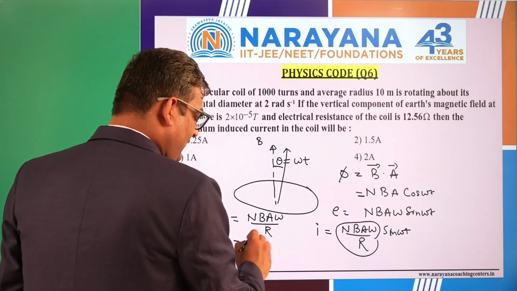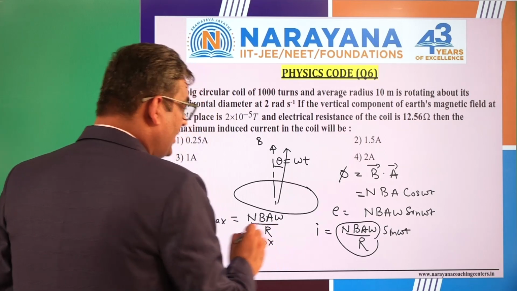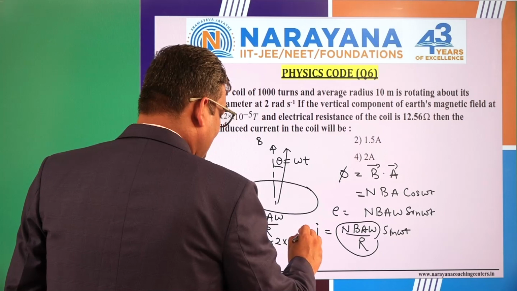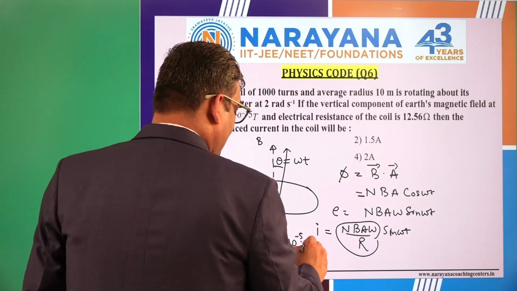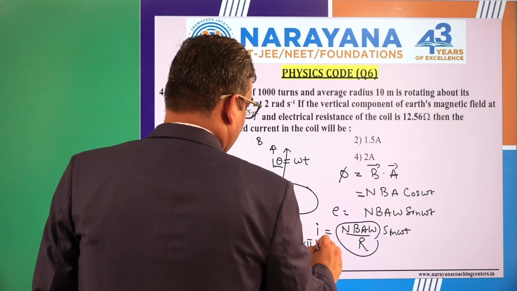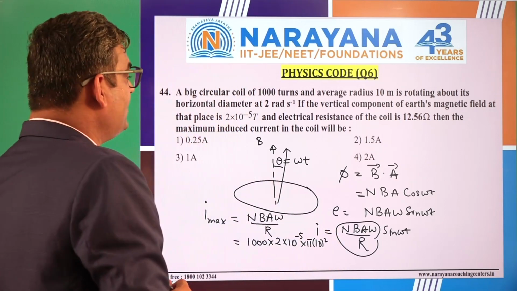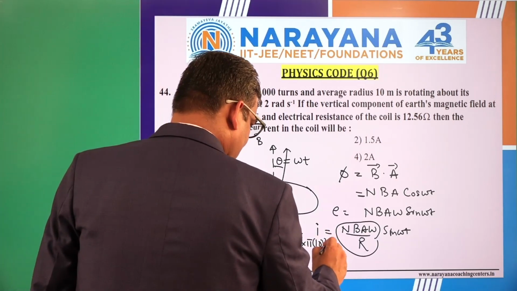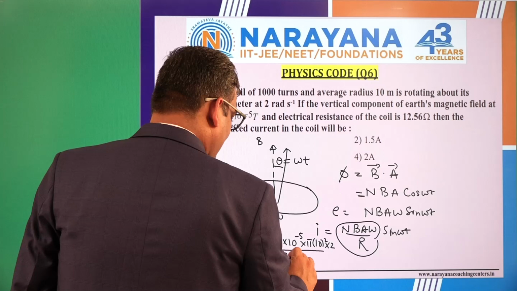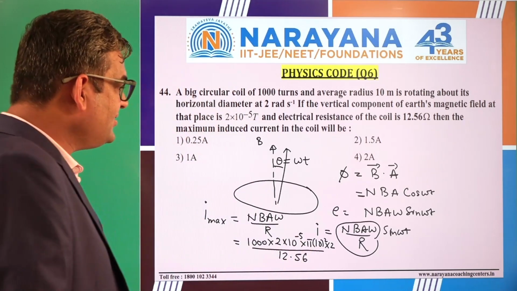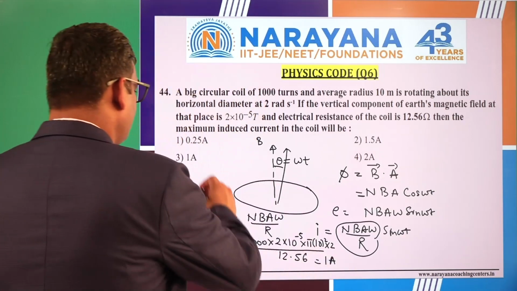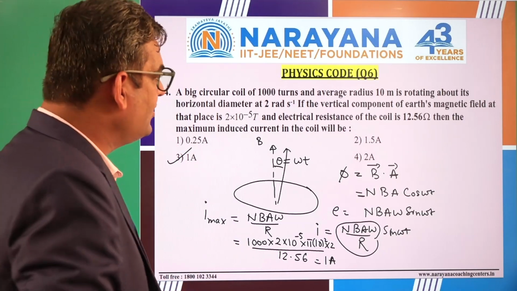If we put the necessary values, then N is 1000. Magnetic field is given as 2 multiplied with 10 raised to the minus 5 Tesla. Area can be written as pi R square. Radius is simply 10 meters, so 10 square. And omega is 2 radians per second. So we have to multiply this by 2 divided by resistance, which is 12.56. If we calculate this, then the final result is going to be 1 ampere, which should be the answer to this problem. Moving on to the next problem.